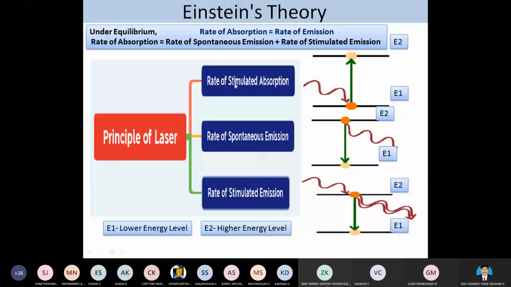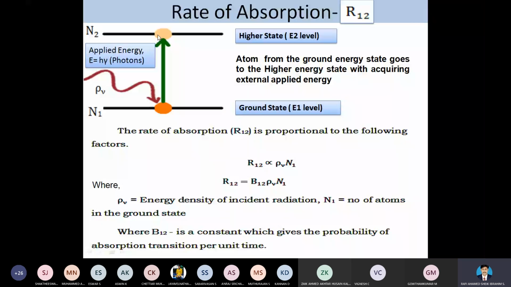We completed the first one, rate of absorption, ground state to the higher state. R12 proportional to rho v N1. R12 equal to B12 rho v N1.